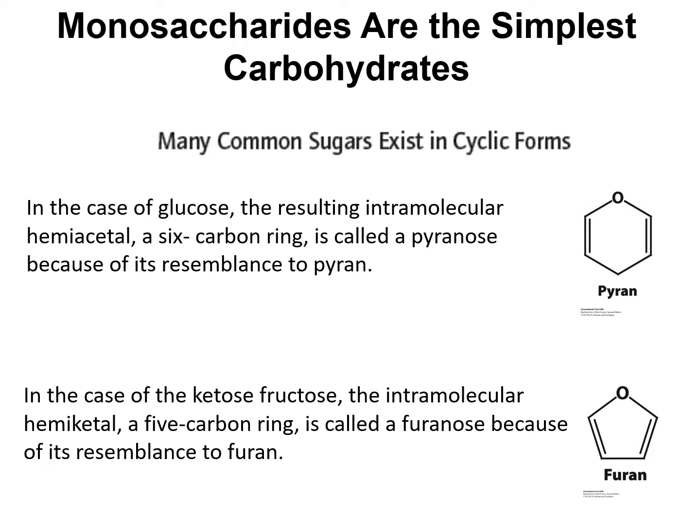The number of carbon atoms present in monosaccharides, as well as whether they have the aldose or ketose functional group, determines the cyclic form that these monosaccharides possess. For example, in case of glucose, the resulting intramolecular hemiacetal 6-carbon ring is called a pyranose because it resembles pyran. On the other hand, in case of fructose, what you have is a keto group, and because of this there is a formation of a hemiketal, a 5-carbon ring, which resembles furan, the organic compound furan.